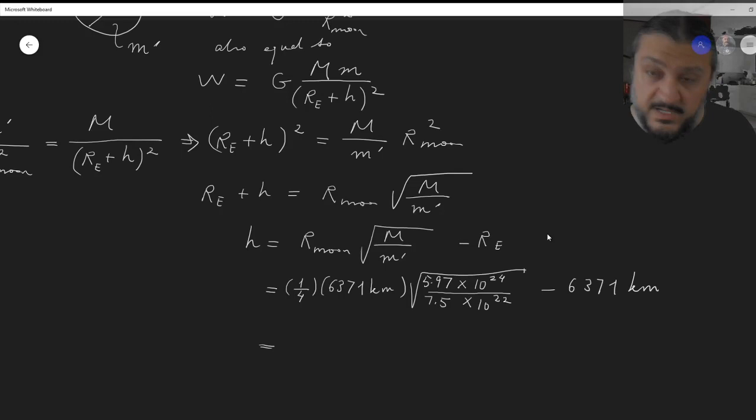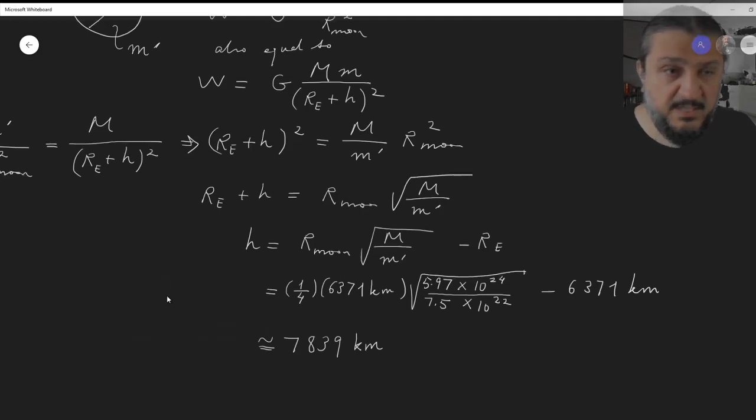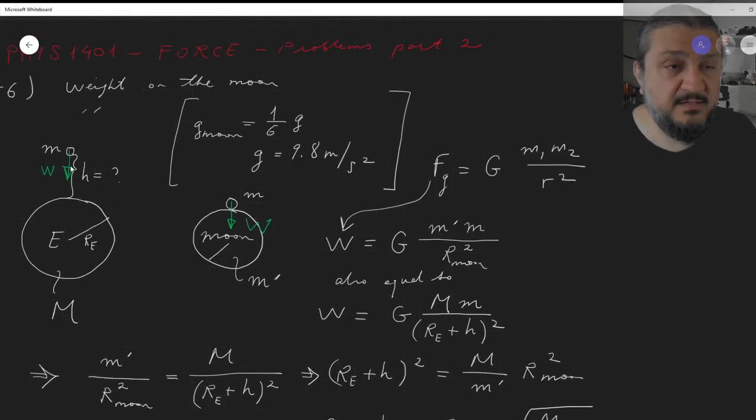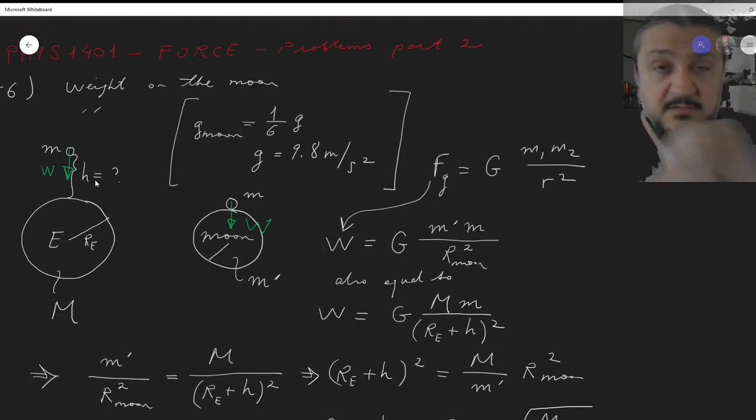14,210 minus 6371. So I got 78.39 approximately. That's the altitude. So that's greater than the radius of Earth, as you see. Okay, so that's how we find the altitude where the object weighs the same as it would weigh on the surface of the moon.